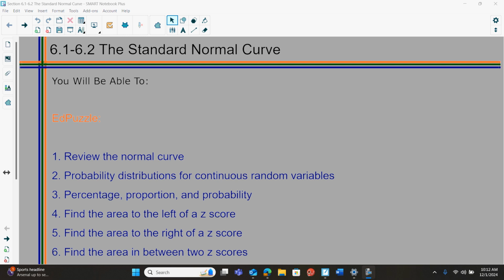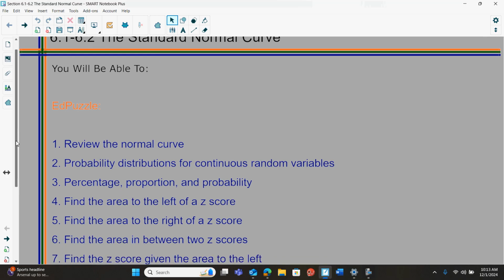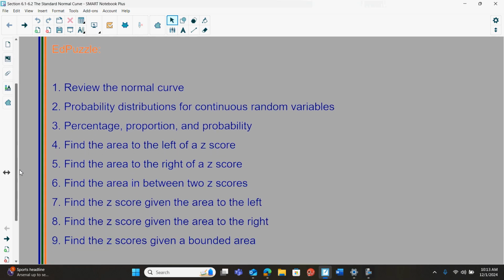Welcome into section 6.1, 6.2, where we're going to be talking about the standard normal curve. This is the start of our last chapter that we're going to cover in this class. We've got a ton going on here, but most of the stuff is actually going to be review. We're going to talk about the normal curve, which is something we actually covered in section 2.6. You should already know what this is, but we're going to review it because it has been a minute.